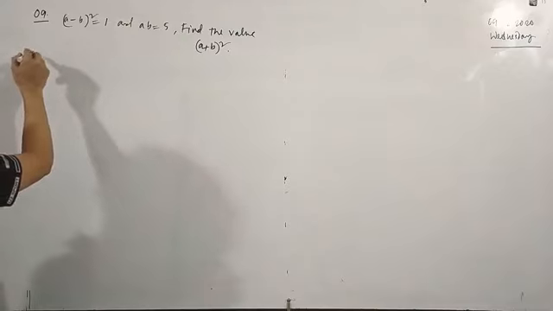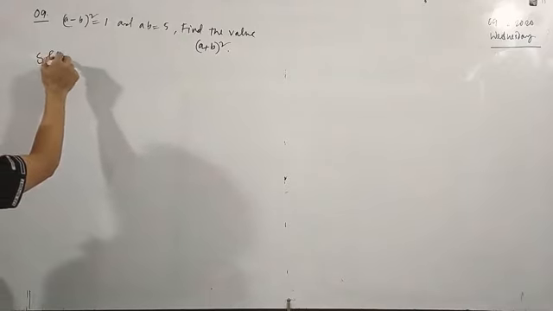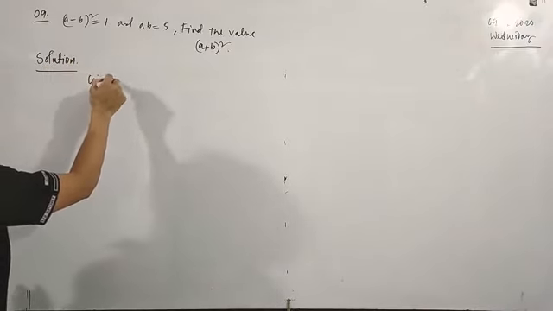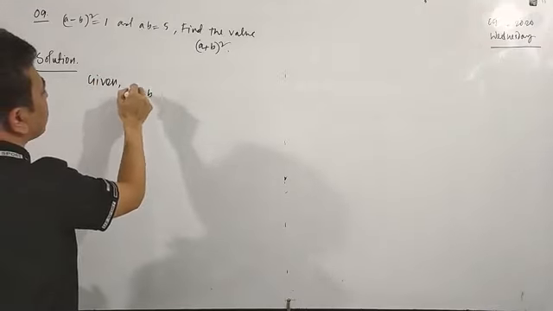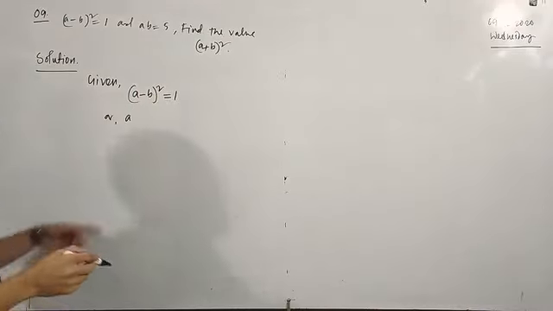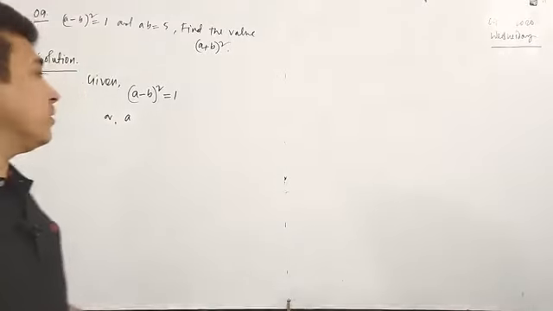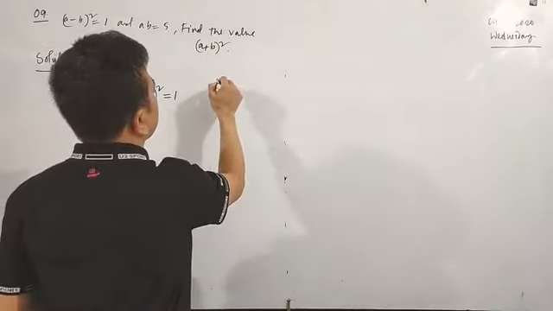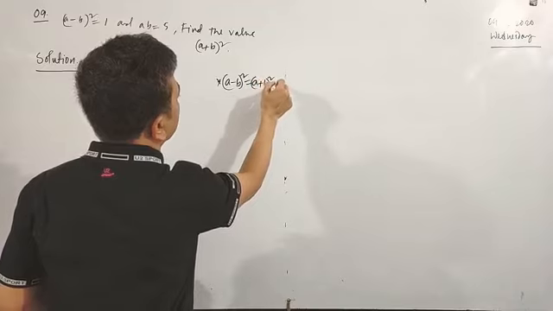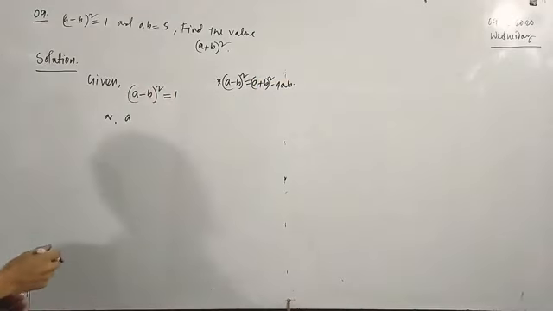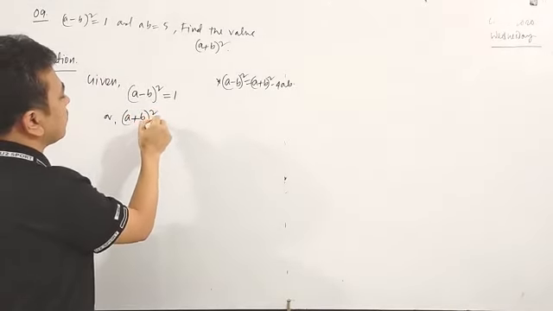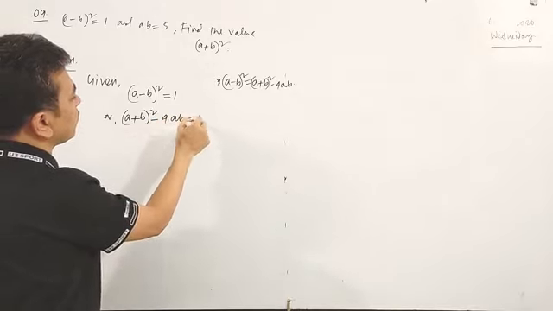So we have to solve it. Write given: a minus b whole square equals 1. We can apply the corollary of a minus b whole square. What is the corollary of a minus b? a minus b whole square equals a plus b whole square minus 4ab. This is the a minus b corollary. So a plus b whole square minus 4ab equals 1.